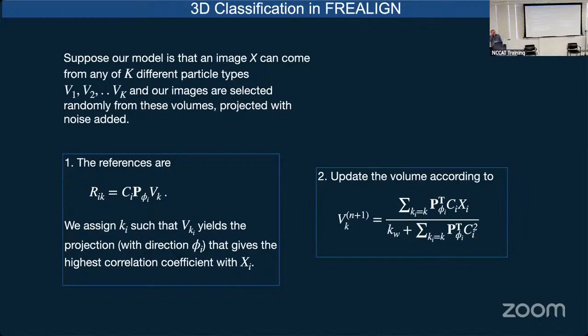Now you can do the same thing with this process called 3D classification, where we say that I have my individual images, but they came from any of a variety of different underlying macromolecules. And so then I not only determine which angles, but also which volume a given image came from, and then at the same time I can optimize multiple volumes from one data set.